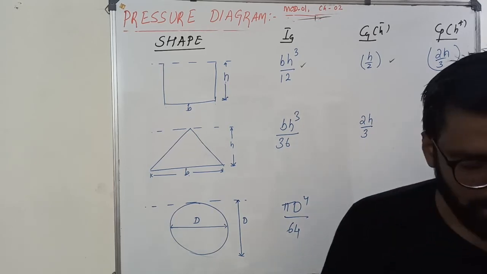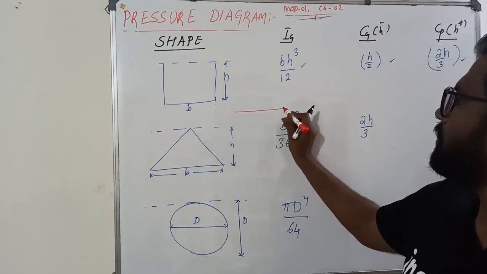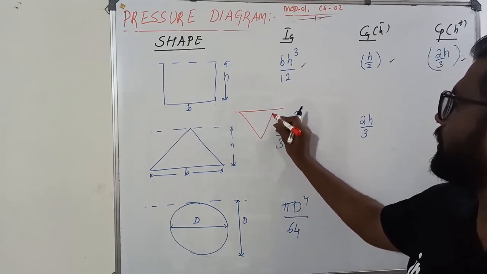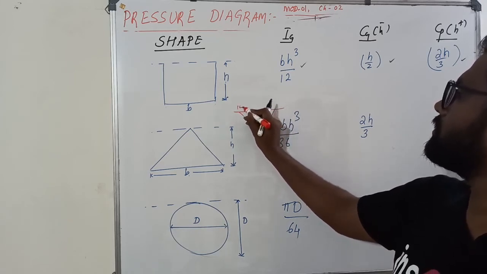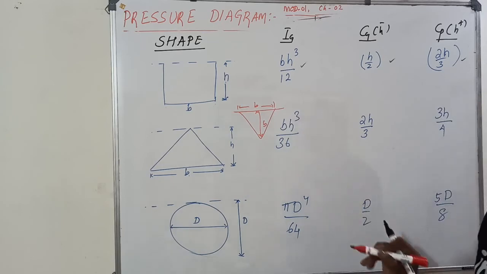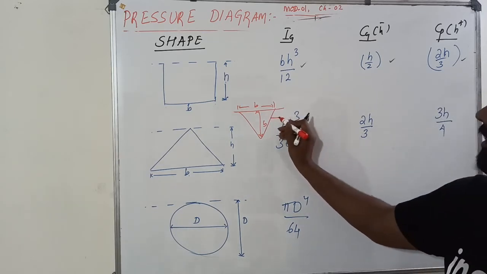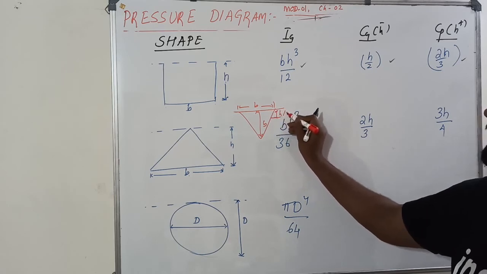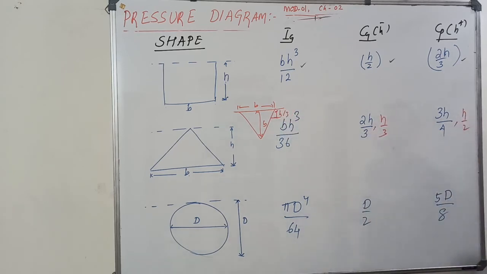Sometimes they may ask you about a triangular surface with apex or vertex downward. Let me draw here: the height is H, this is B. Sometimes they may ask a question like this. In this case, what will be IG? IG will be the same, BH cube by 36. But now your CG is H by 3 and CP will be H by 2.